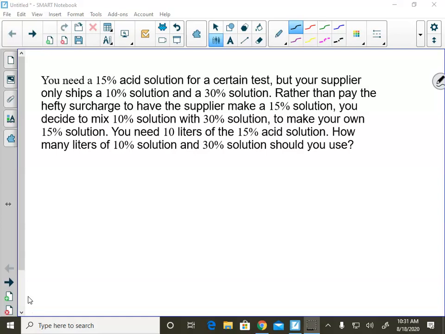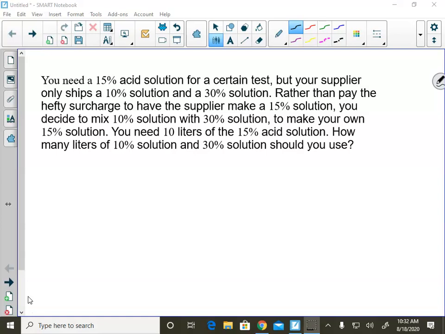It says you need a 15% acid solution for a certain test, but your supplier only ships 10% solution and 30% solution. Rather than paying a hefty surcharge to have the supplier make a 15% solution, you decide to mix 10% solution with 30% solution to make your own 15% solution. You need 10 liters of the 15% acid solution. So how many liters of the 10% solution and 30% solution should you use?